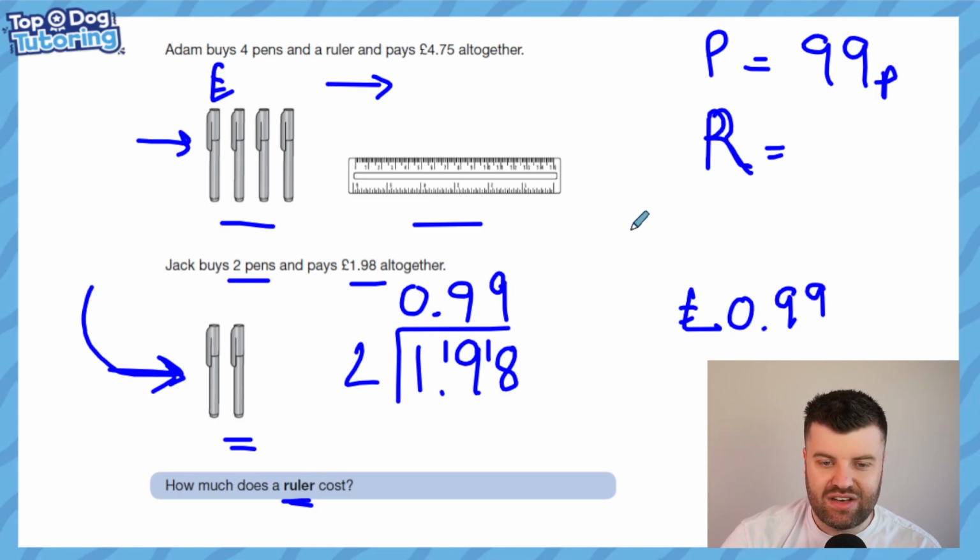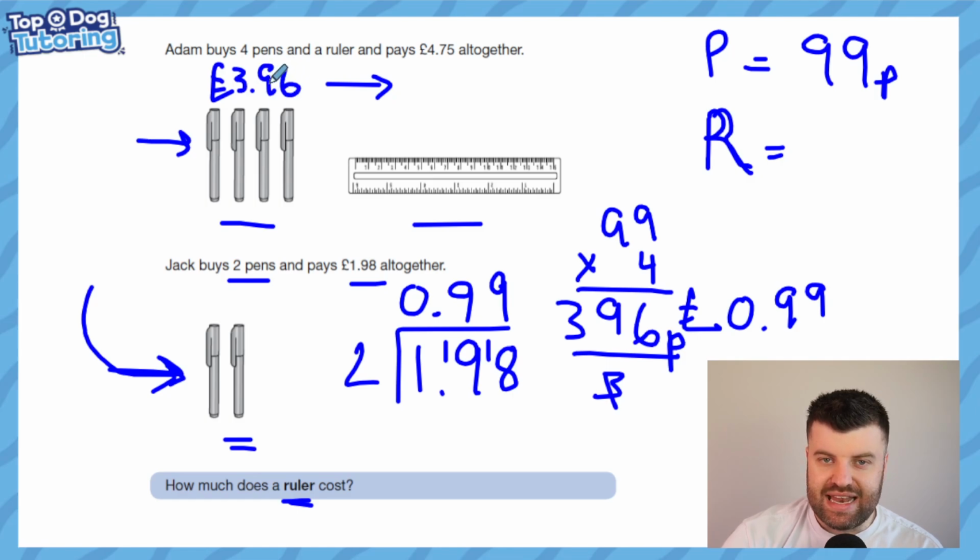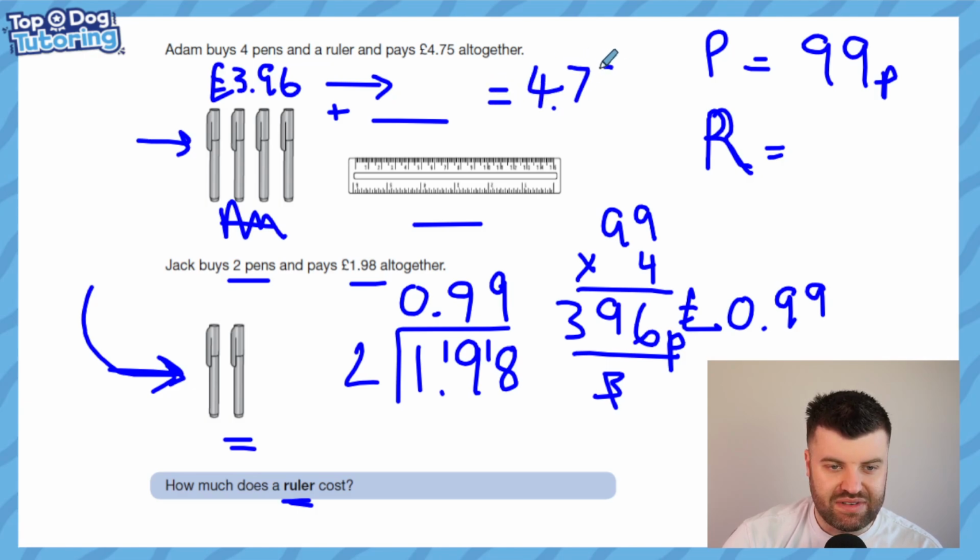So again, let's take our 99p and we're going to multiply it by 4 because we've got 4 pens at the top. 4 9s are 36. And again, 4 9s are 36. But we're going to add on the 3. So we get 39, 396 pence. Or if I'm converting it, I know 100 pence is a pound. So this is going to be £3.96. Now I don't have 2 unknowns anymore. I have just 1 unknown. I have £3.96 plus something, which is the cost of the ruler, equals £4.75. So I can work out the cost of a ruler, finally.